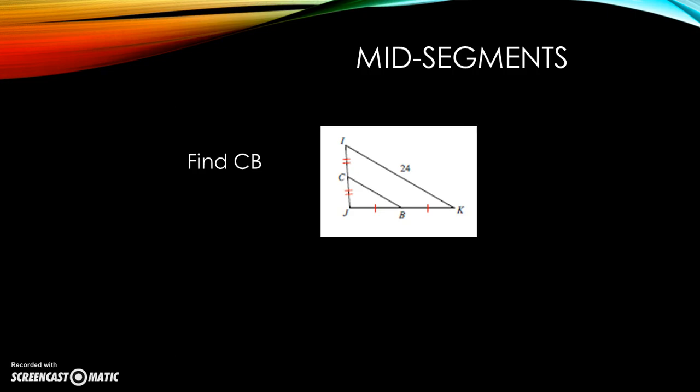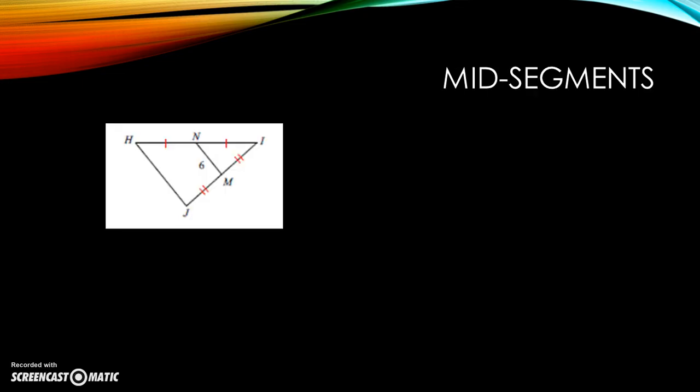What's special about it is the midsegment is half the size of the base. So if the base is 24, then our midsegment is 12. So if our midsegment is 6, it's half the size of the base, then the base is therefore 12. So the idea is that, again, the midsegment is half the size of the base. So we multiply the midsegment by 2.